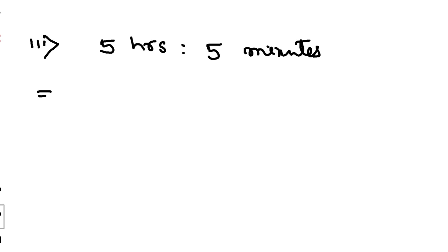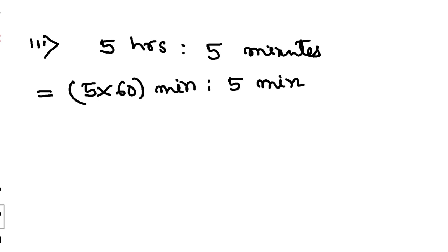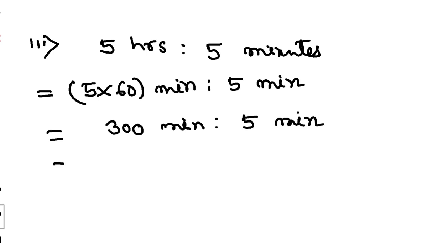Number 3, you have 5 hours is to 5 minutes. Okay, so this one is interesting. Now 5 hours is a unit of time, 5 minutes is a unit of time. I have to convert this one to minutes to make it similar. So basically you have 300 minutes is to 5 minutes. That means 300 is to 5, and 5 into 60 is 300. So my ratio is 60 is to 1.